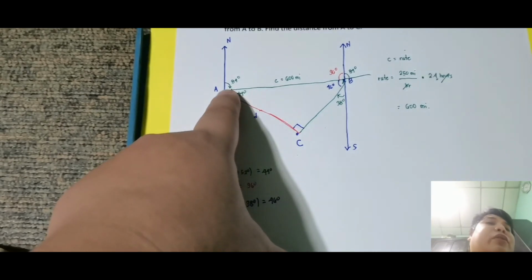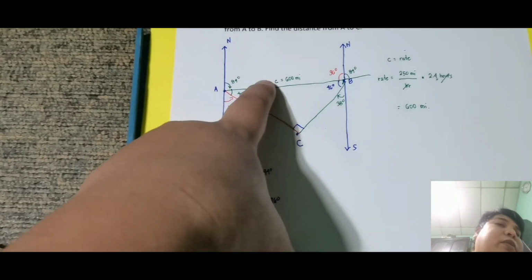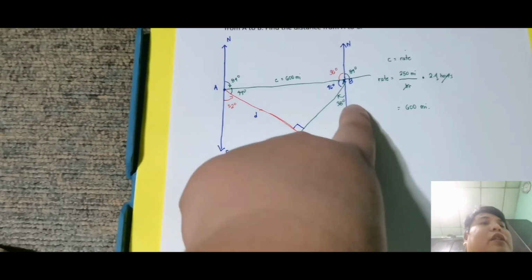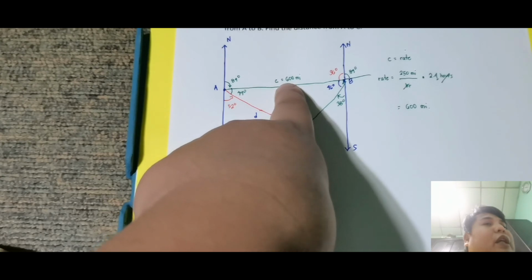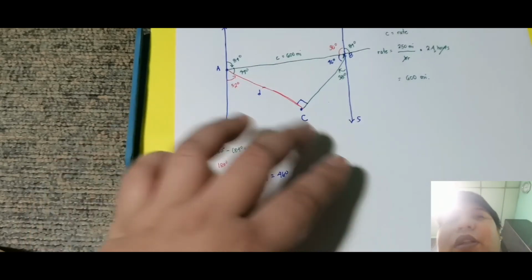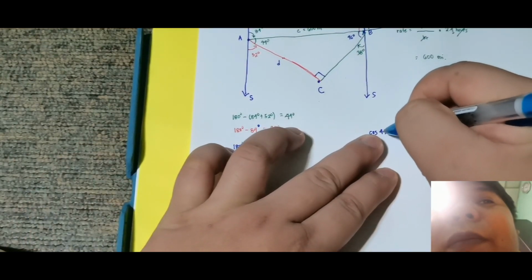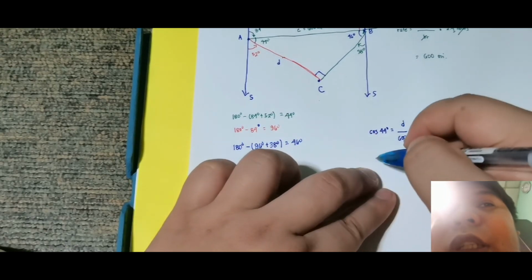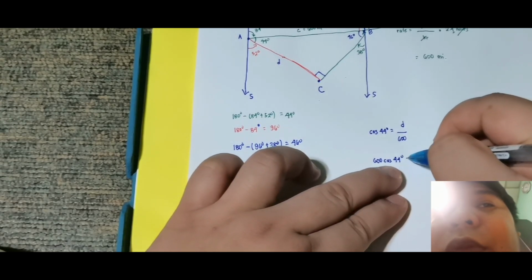So ito pipiliin ko, cosine gagamitin ko kasi cosine is adjacent over hypotenuse. So pag ito naman, sine, opposite tapos hypotenuse. Ayun yung mangyayari. So decision nyo lang kung ano pipiliin. So ako pipiliin ko to cosine 44 degrees. So for the solution, that is cosine 44 degrees is equal to D over 600 miles. So that is 600 miles times cosine 44 degrees, which is equal to D.